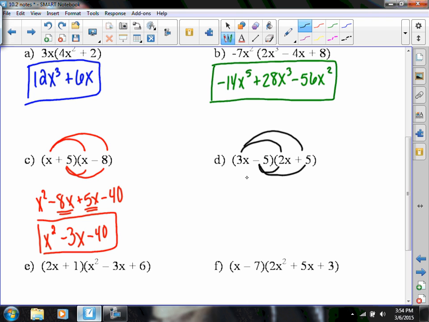So 3x times 2x will be 6x squared. 3x times 5 will be 15x. Negative 5 times 2x is negative 10x. Negative 5 times 5 is negative 25. And then again, these middle terms are going to be like terms that I can add together. So 6x squared plus 5x minus 25.